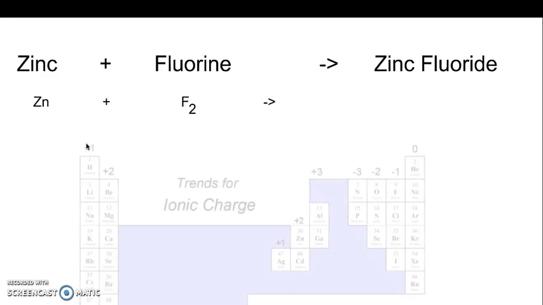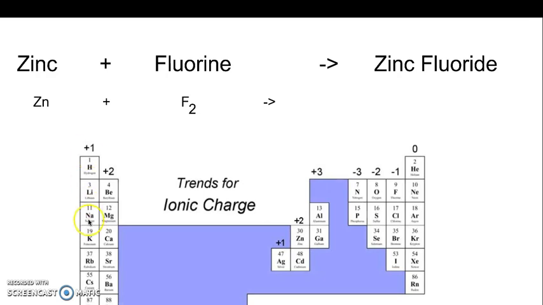Now zinc fluoride is a metal and a nonmetal, and so zinc has a charge of +2, and fluorine has a charge of -1. So the charges are not the same, so we would have to use the crisscross rule here, where zinc gets the 1 and then the fluorine gets the 2. They switch. So we do not write the 1, but we do write the 2, and so we get ZnF2.